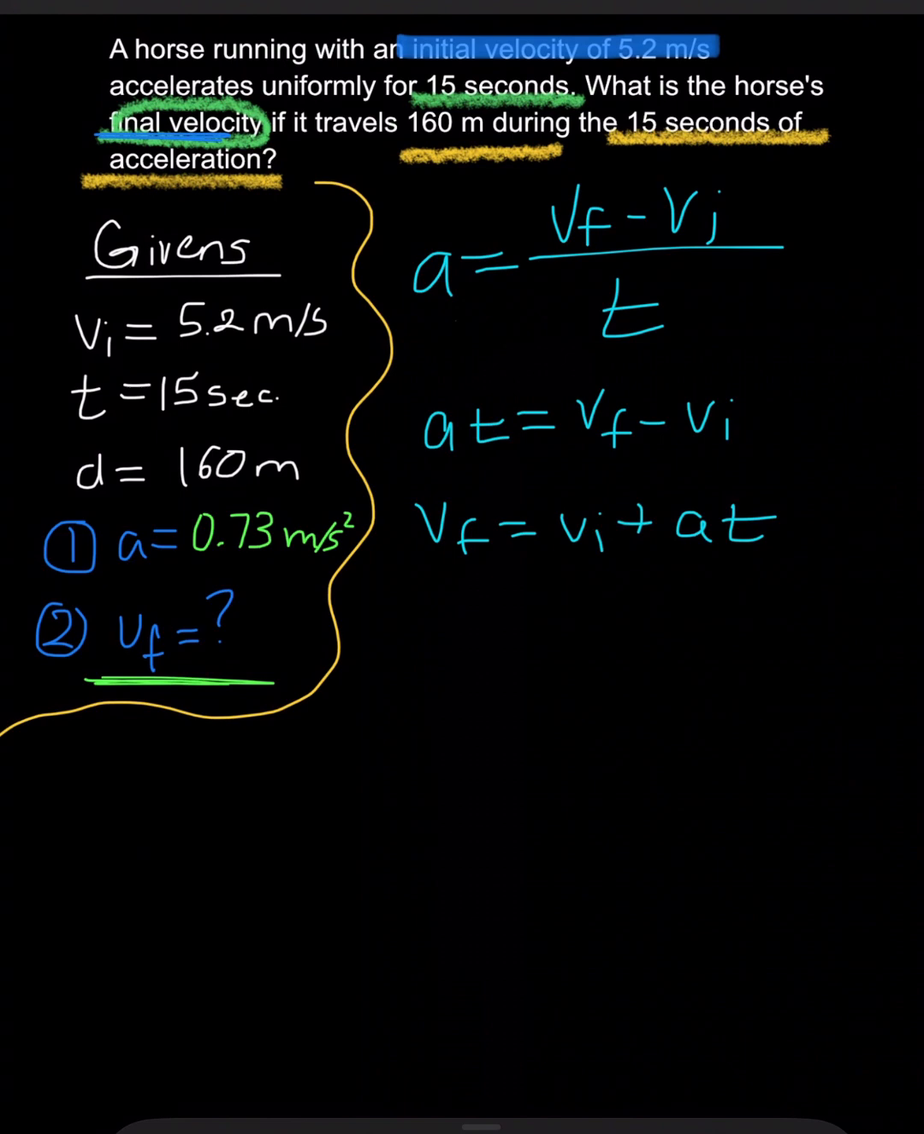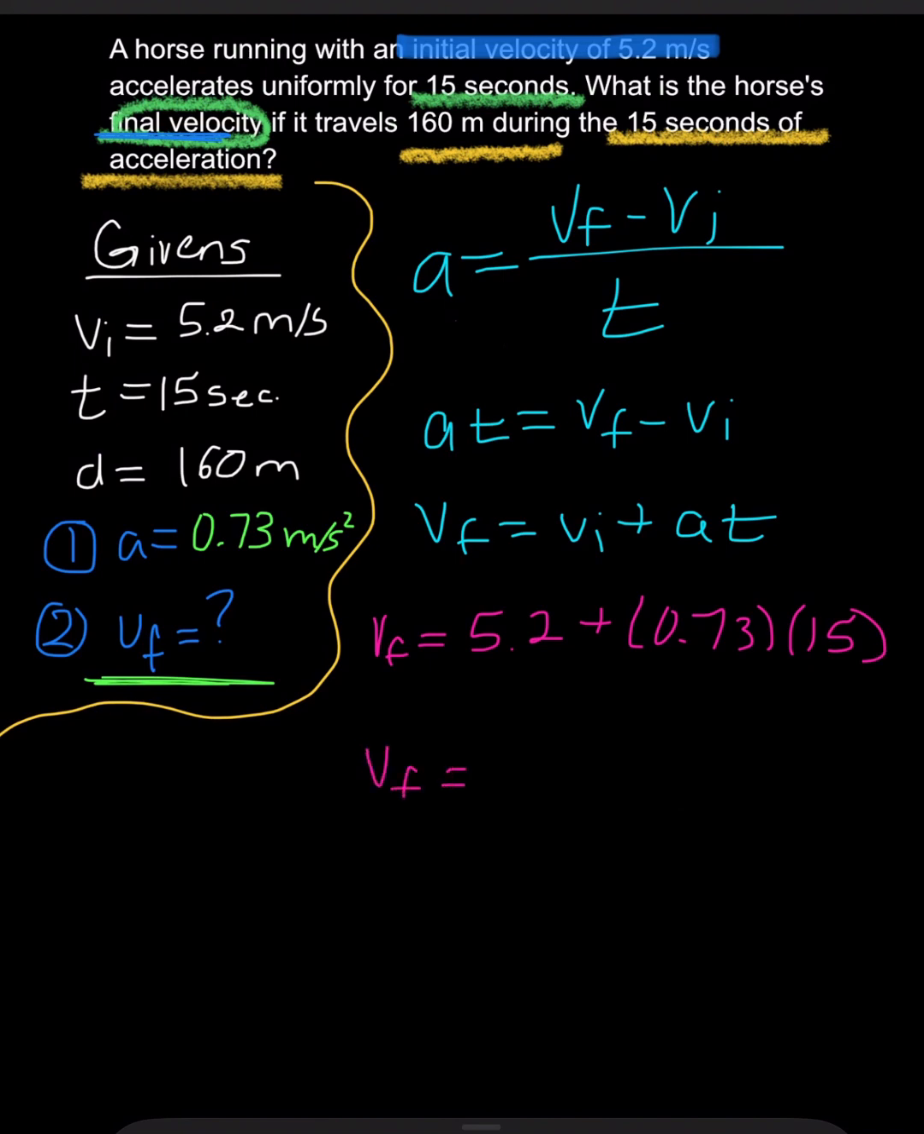So we would do v final equals 5.2 plus 0.73 times 15, and we would get for v final 16.15 meters per second.